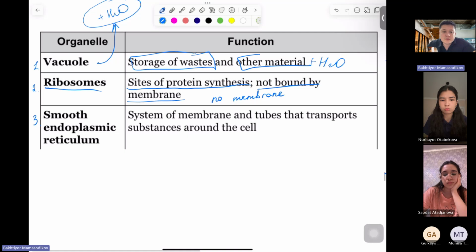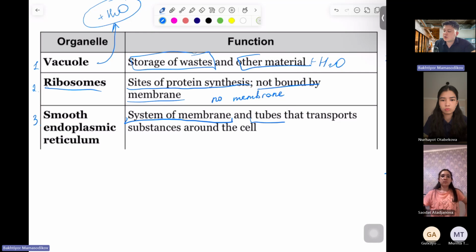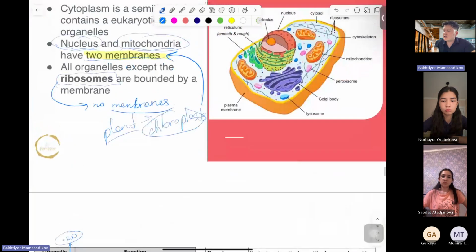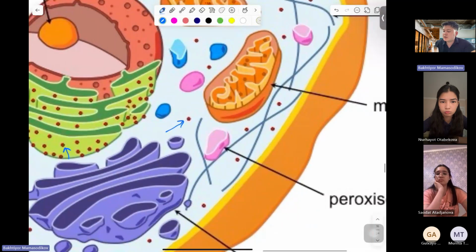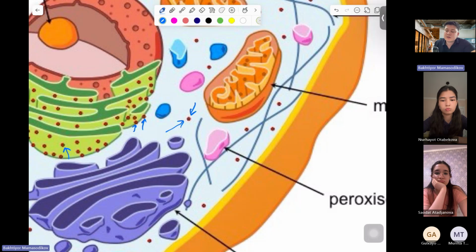So smooth endoplasmic reticulum. What's smooth endoplasmic reticulum? This is the system of the membranes and the tubes that transport substances around the cell. So let's look first of all at ribosomes. These structures are ribosomes. Their main function is protein synthesis. Okay, so they're going to synthesize the proteins.